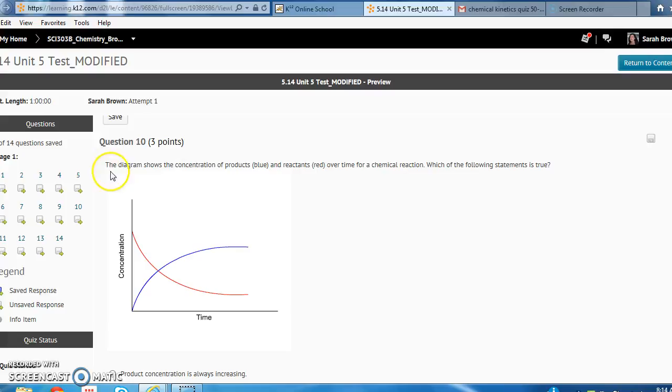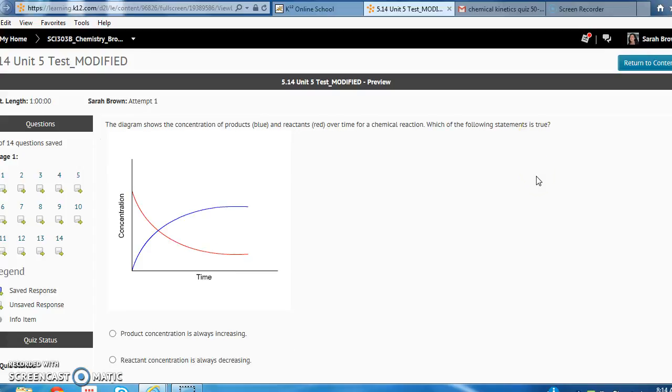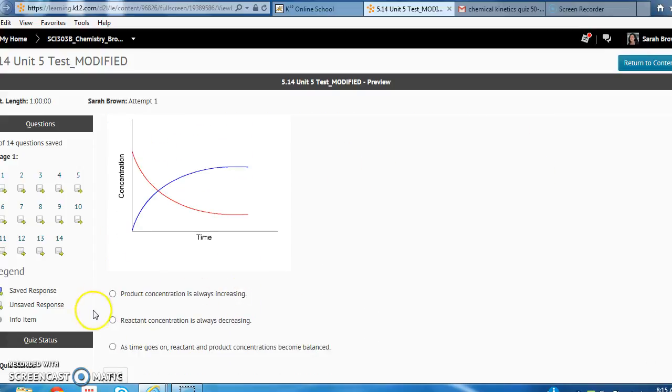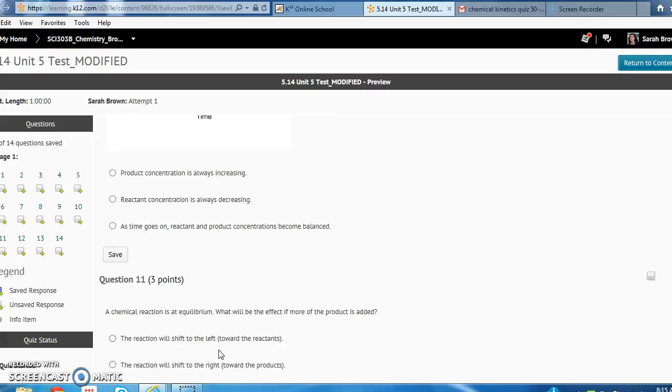Question 10. The diagram shows the concentration of products in blue and reactants in red over time for a chemical reaction. Which of the following statements is true? Product concentration is always increasing. Reactant concentration is always decreasing, or as time goes on, reactant and product concentrations become balanced.